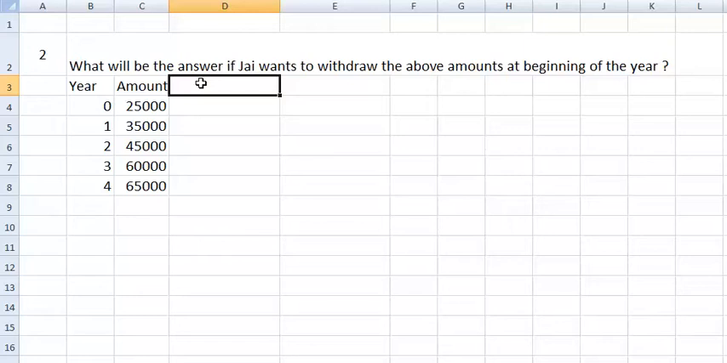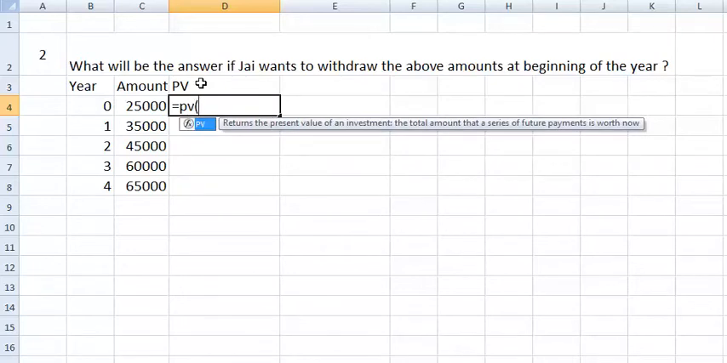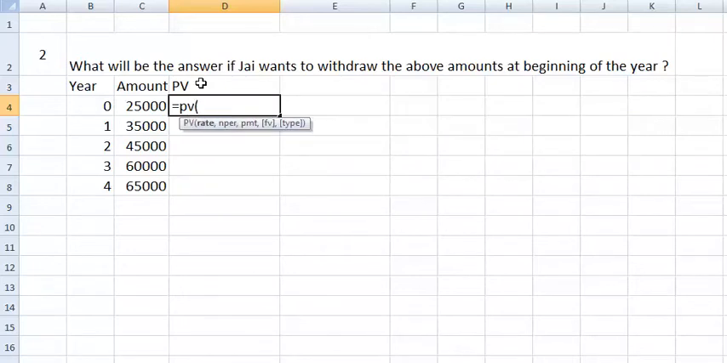So we can do the same thing again. Let's find PV of all figures is equal to PV, wherein rate is 9%, N per in this case again before, so that is 0. So basically present value of 25,000 right now will be 25,000 only.